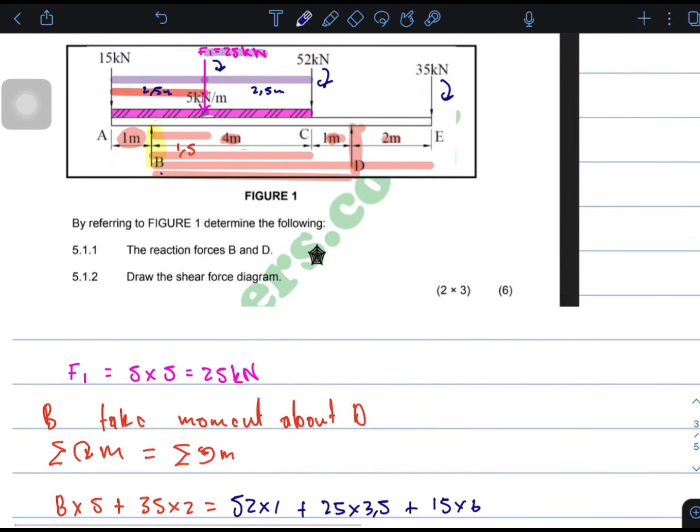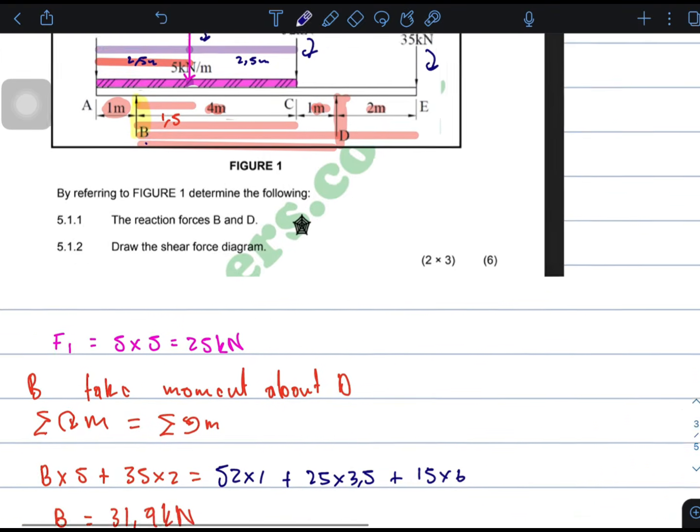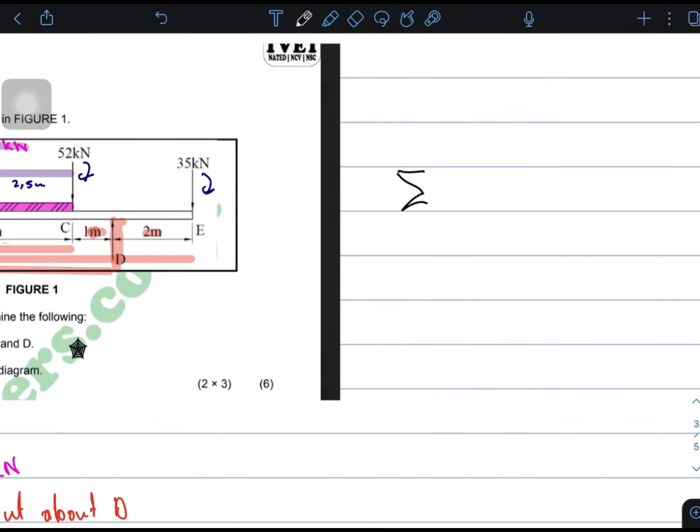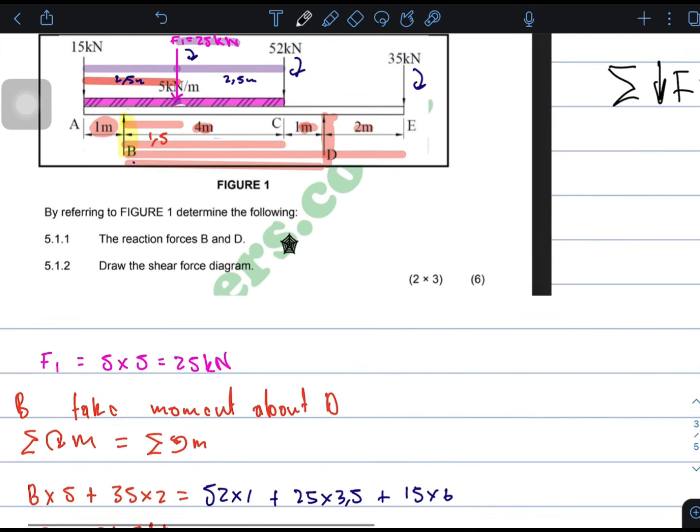You have to prove your answer. For example, what do I mean by this? The sum of the downward forces should be equal to the sum of the upward forces. Okay, why is that, guys? It's because we are assuming that this beam is in equilibrium. Hence, we were applying the law of moments to solve this particular problem.